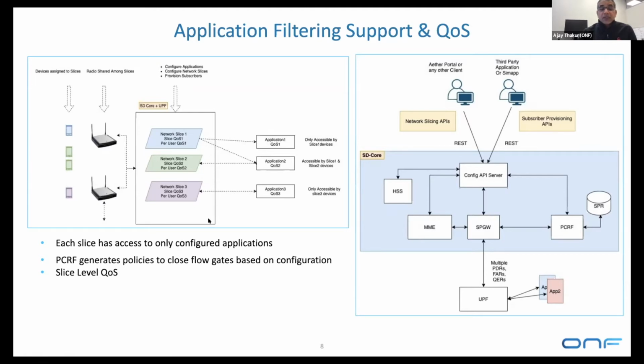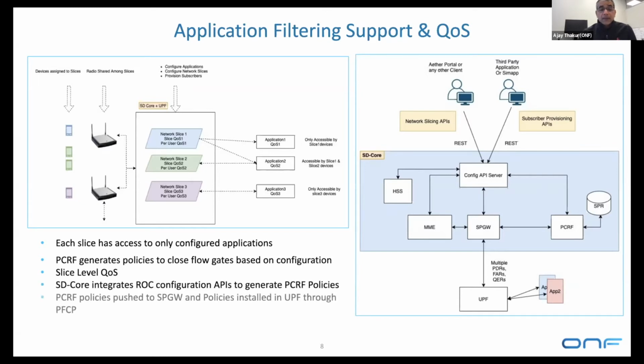Then there's slice level QoS. While you're configuring these slices, you have multiple users accessing through the slice, so we want to limit the bandwidth given to a specific slice, right? That's slice level QoS. This is not something that comes from the standard, but it is very much required practically. So we use all the PFCP flexibility to configure the UPF.